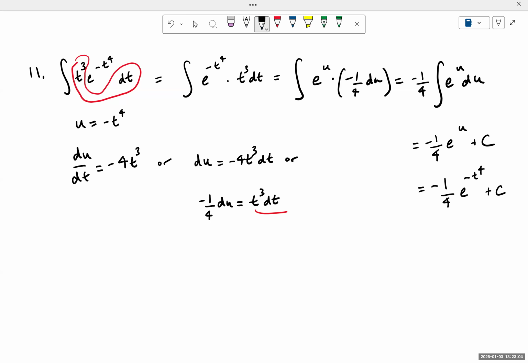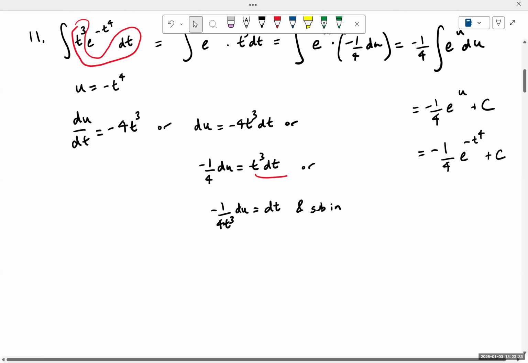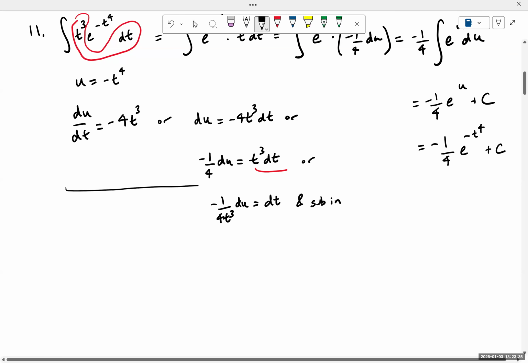So some people don't like to do that, at least at first. What you can also do if you don't want to do it that way is continue exactly what we did in the previous one. Just solve completely for dt, minus 1/4t cubed du. Okay, and sub in. I'm going to put it alternatively this way.